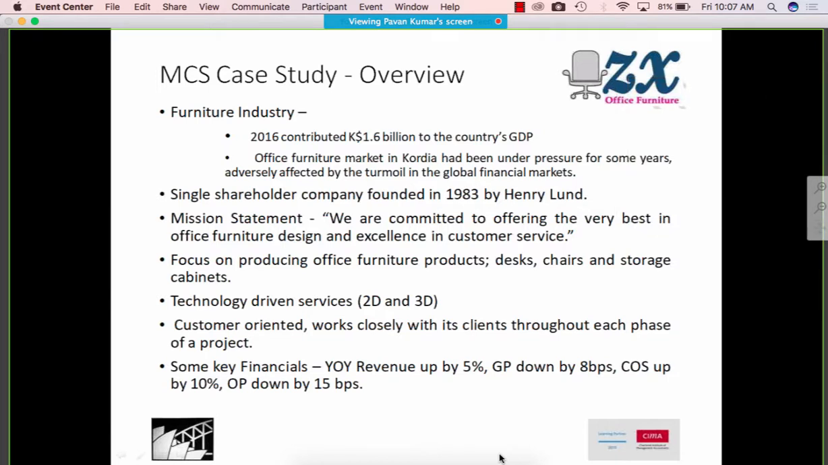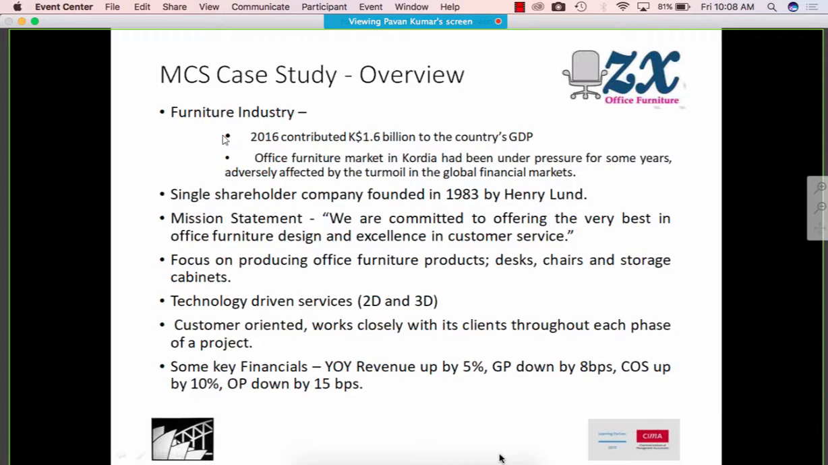Now let us discuss a little about ZX on the MCS case study. So the overview or executive summary of this case study is that the case study is about the furniture industry, and in 2016 this furniture industry contributed $1.6 billion to the country's GDP. And the office furniture market in Korea, which is the country mentioned in the case study here, had been under pressure for some years because of the global financial crisis.